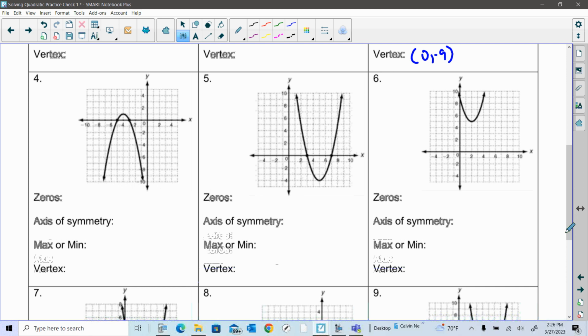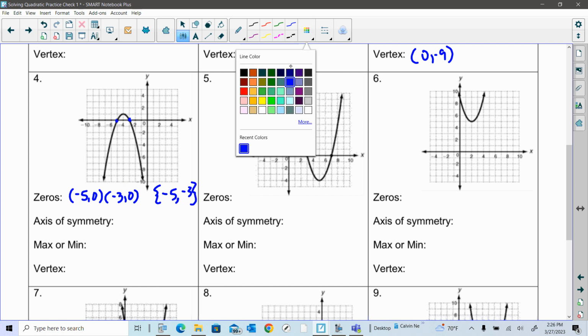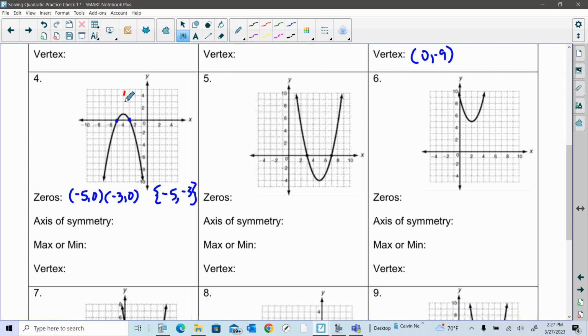For example, number 4 here does have zeros because the curve crosses at these two points, which were (-5, 0) and (-3, 0). Or you can say -5, -3 in a bracket. The axis of symmetry, well, it has to split the parabola in half. And if you look here, this dotted line crosses the x-axis at -4. So x equals -4.